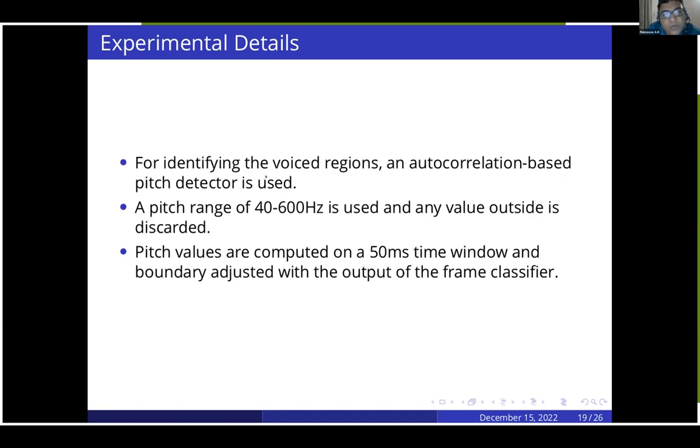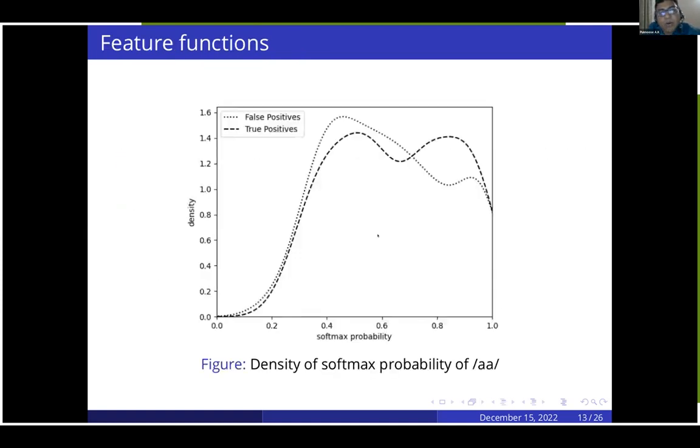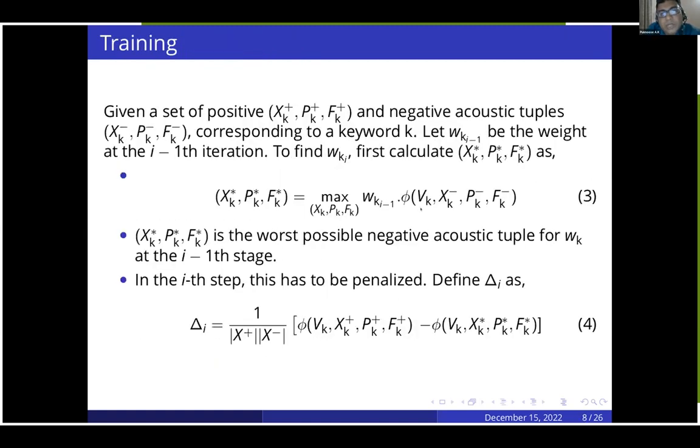For voice region identification, we use a simple autocorrelation based pitch detector, where anything outside the 40 to 600 hertz range is discarded. Pitch values are computed on a 50 millisecond time window and the boundary adjusted with the output of the frame classifier. So this gives us all of these variables: VK, XK, PK, FK.